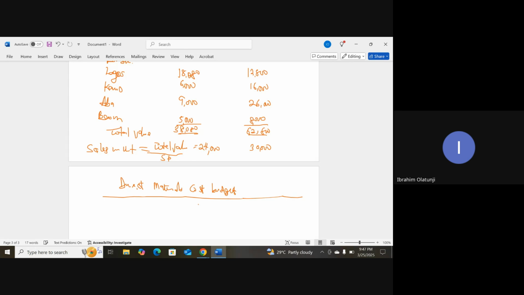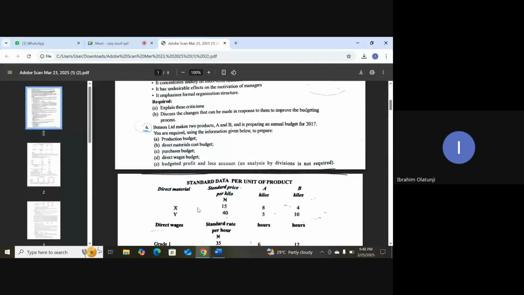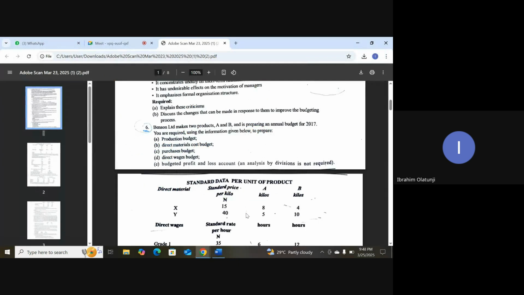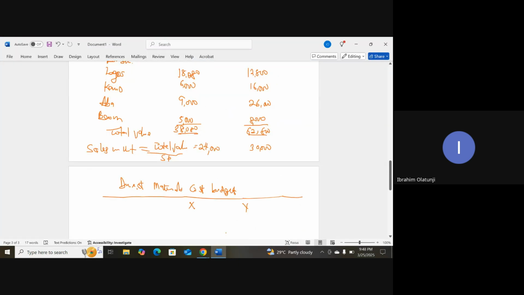So from the direct material cost budget, we have the materials. What's the name of the materials? Material X and Y. From that material X and Y, it is the Naira equivalent that we are going to calculate, because the question says direct material cost budget. So they are talking about money.